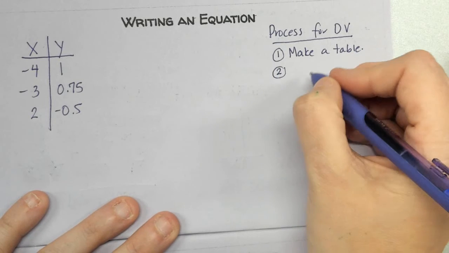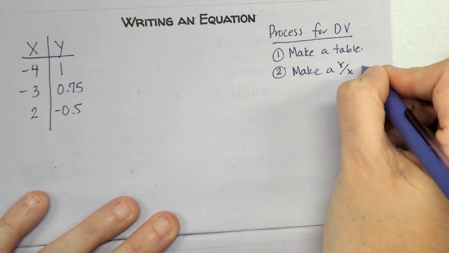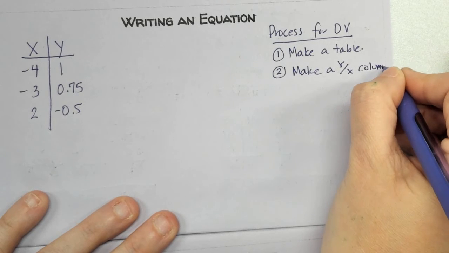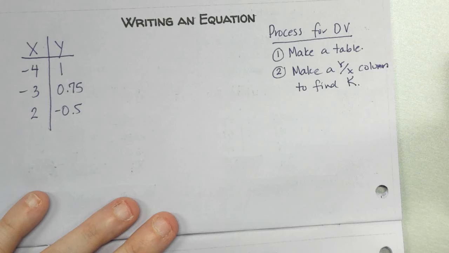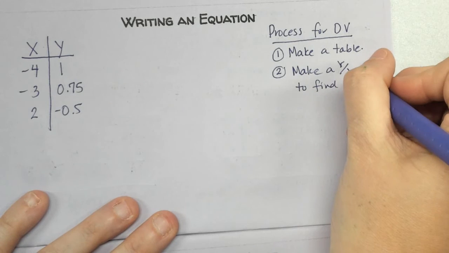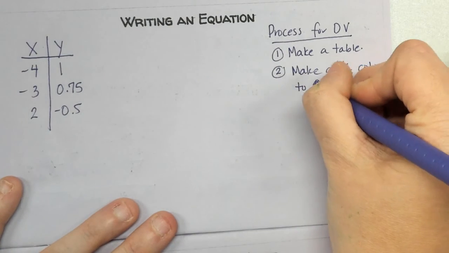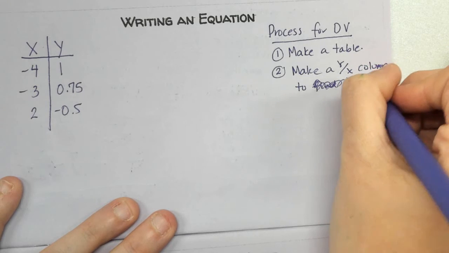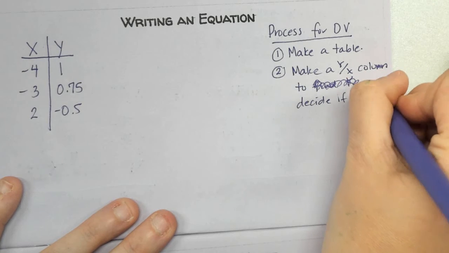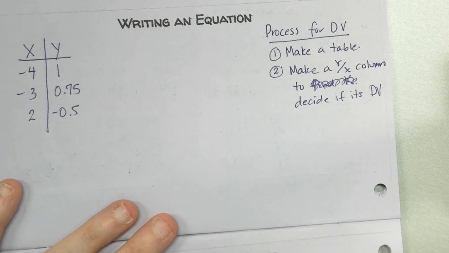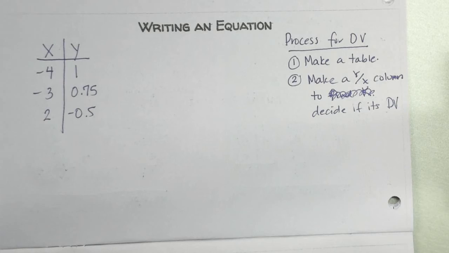Step 2 is make a y over x column to find k. Well, really, we're not finding k, to decide if it's direct variation. So we're making that y over x column to decide if it's direct variation. So I want y'all to take a second and do that now. After you write that down, go ahead and find y over x.